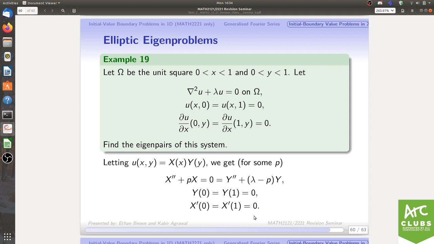Okay, then we plug in our boundary conditions. So we have u(x, 0) equals u(x, 1), which is also equal to 0. So all that means is that Y(0) equals Y(1) equals 0. And that's just because when we plug it in, we get X(x) times Y(0) equals X(x) times Y(1), and this works regardless of the value for x. So we have the boundary conditions for y. Then we also have our boundary conditions for x using the second set of equations, or third set of equations.